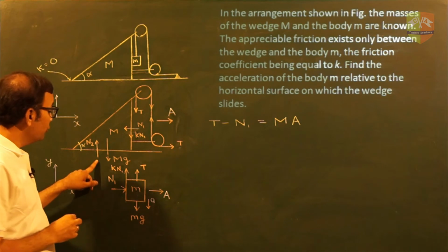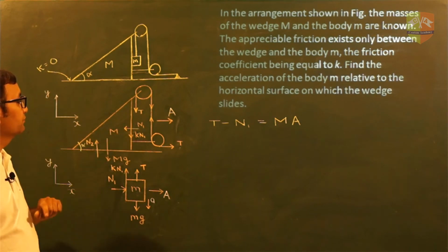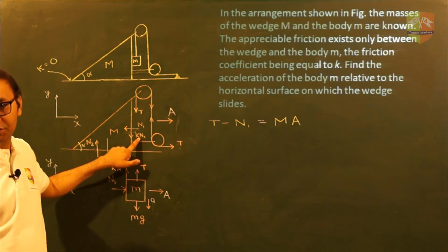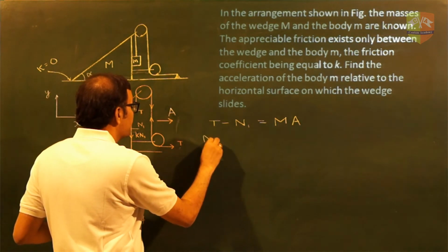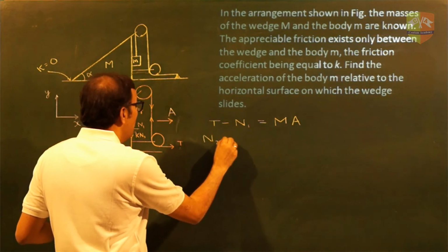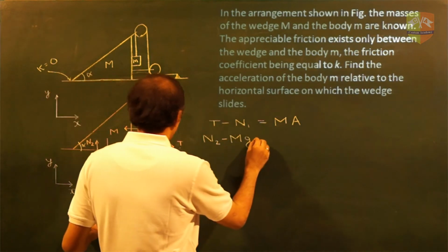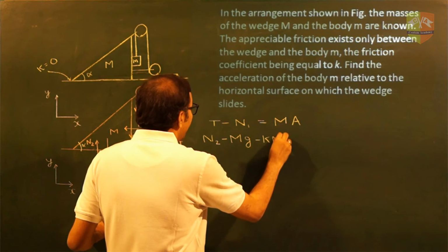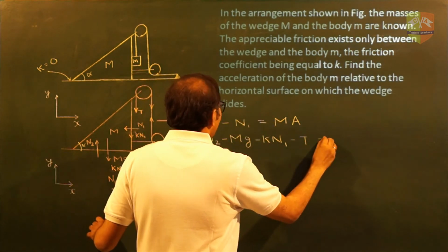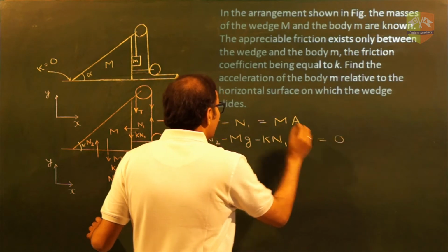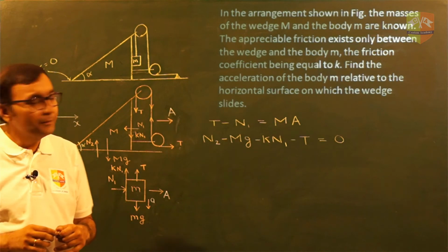We have N2, mg, tension, and this friction force, right? So the net force in the vertical direction is N2 minus mg minus kN1 minus T. This is equal to 0 because there is no acceleration along the y-axis, right?